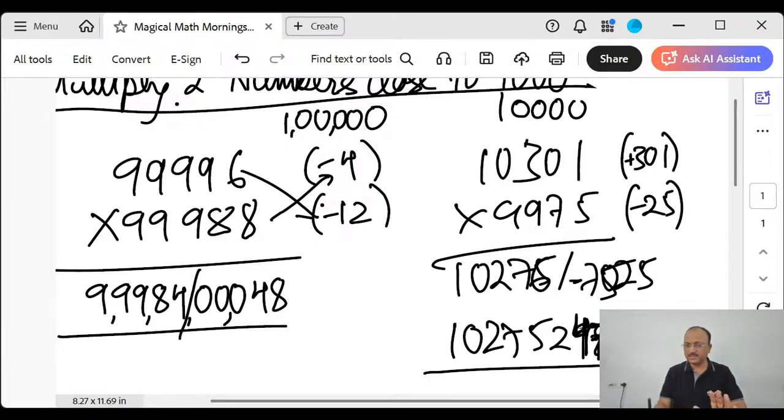Yes, any numbers in the bracket we cannot take. For subtracting, you can take anyone, either this or this. In the bracket, you are going to find out how much this is deviating from this. This minus 10,000, or in case it's smaller, 10,000 minus this. Only that we have to write. If it is more, we will write plus. If it is less, we will write minus.